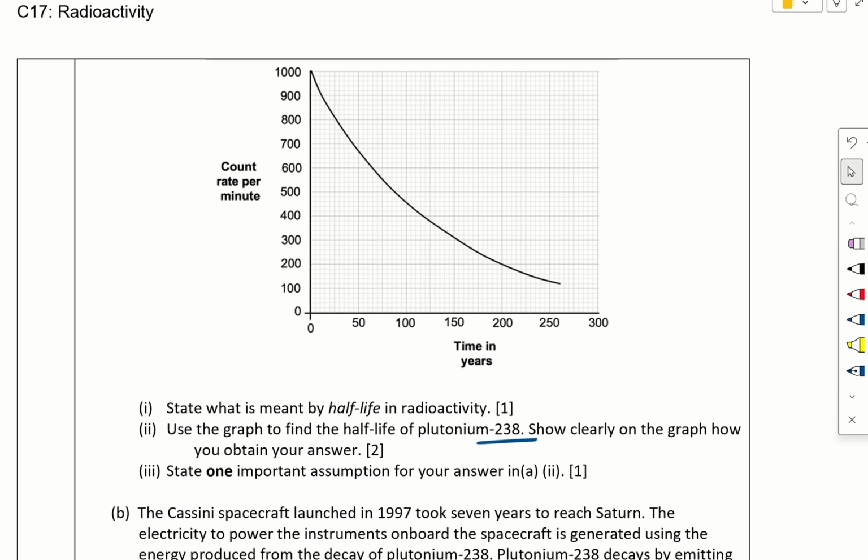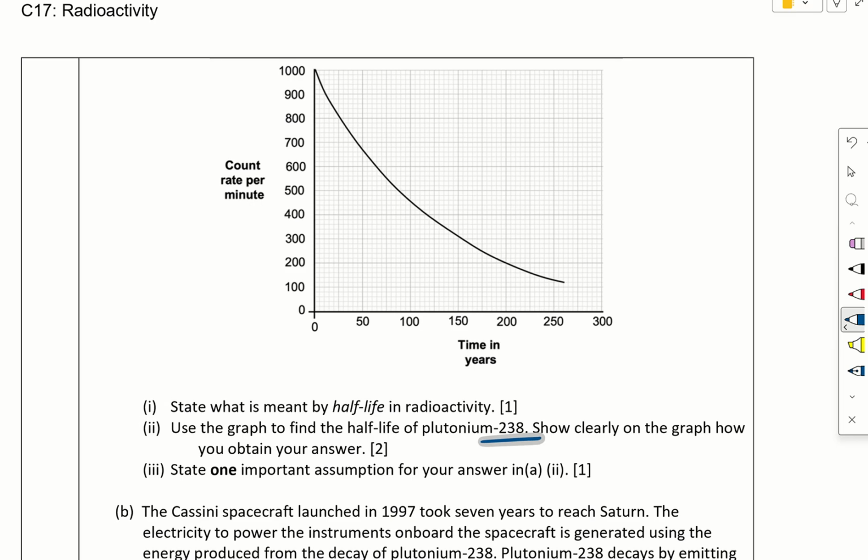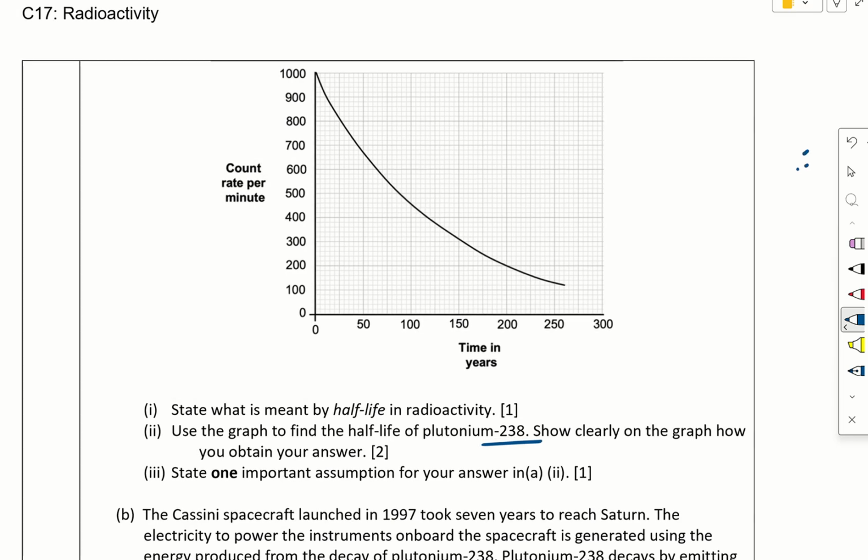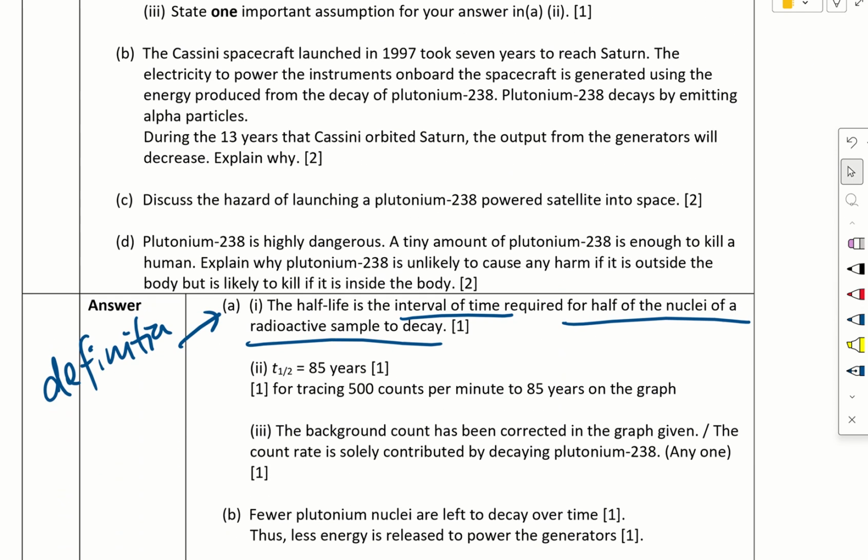So after 1000, half of it will be 500. The counts will drop to 500. So we have to look at this carefully. Okay, and so it is about 85 years.